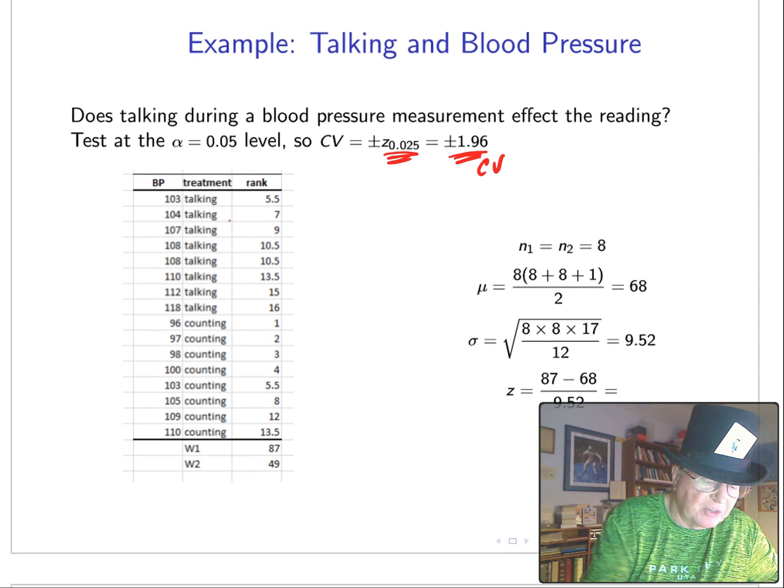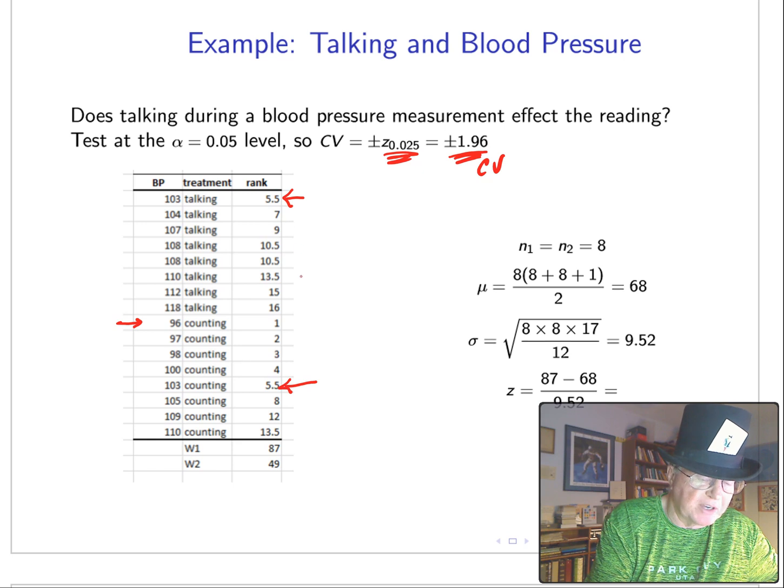So here are our measurements for the talking and counting groups, and we've ranked them. The smallest value, number 1, is in the counting group, and so is 2, 3, and 4. And then 5 and 6, one's in the counting group, one's in the talking group. What we do is we average those two ranks, 5 and 6, which average to 5.5. And we continue through all the data.